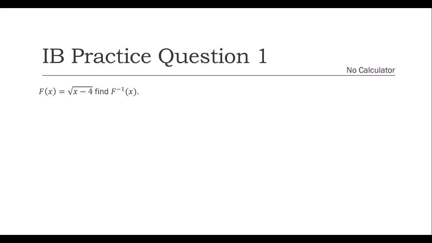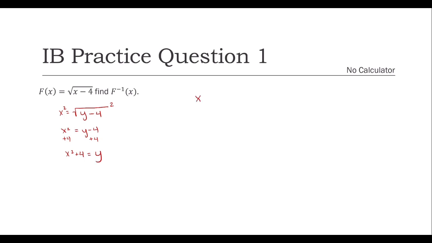So now we have our first IB practice question. It says f of x is the square root of x minus 4. Find f inverse of x. So to find the inverse, we'll swap our x and y. So we have x equals the square root of y minus 4. To get rid of the square root, we're going to square both sides. So we have x squared equals y minus 4. And then we'll add 4 to each side. So x squared plus 4 equals y.